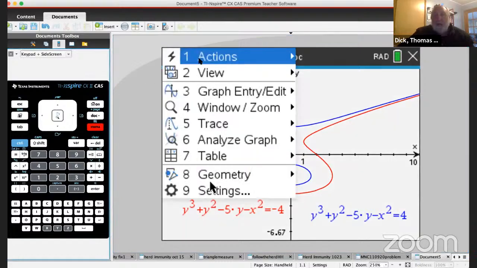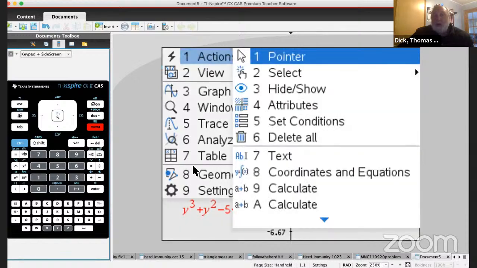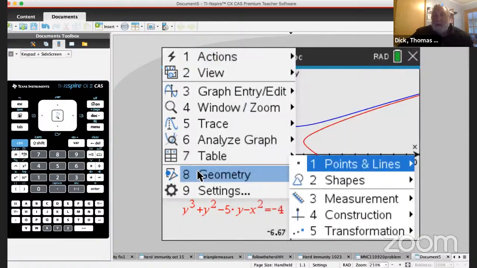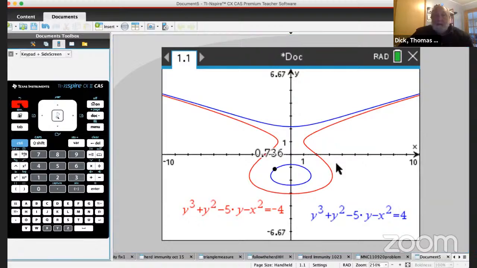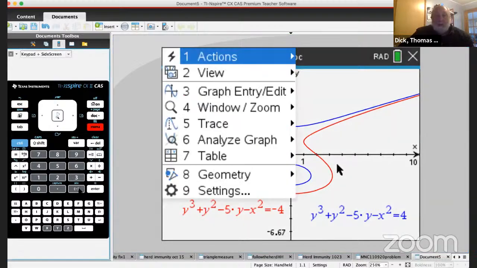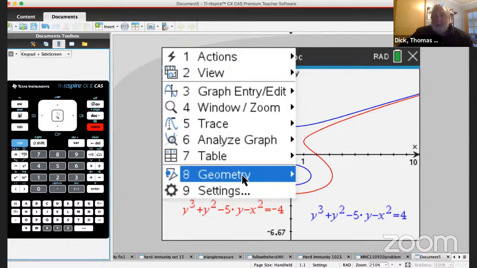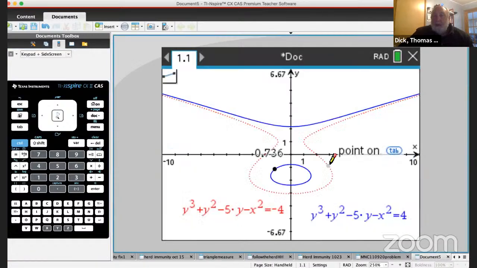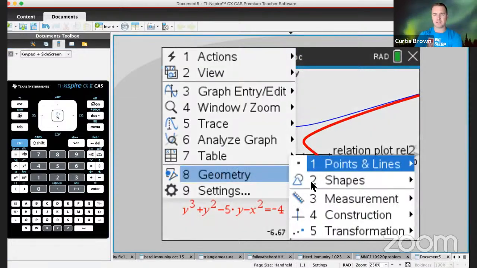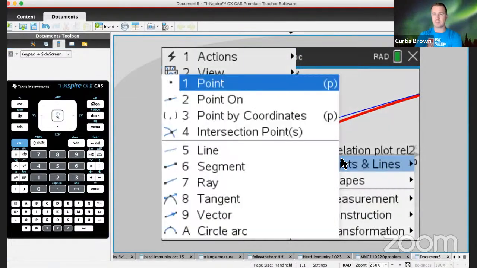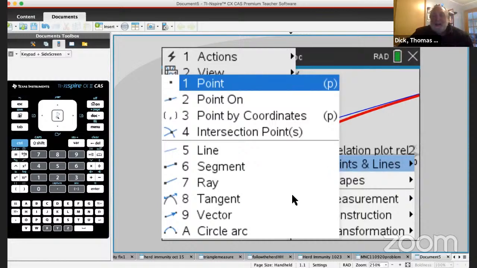Also wanted to, so some people I think overlook this, but under geometry, we've got points and lines. Oops, let me try that again. All right, so I'm going down to geometry, points and lines. I did it again. I'll try one more time here. I'll do what an instructor told me never to do. Use the numbers, Tom. Yeah, okay. And you see tangent.